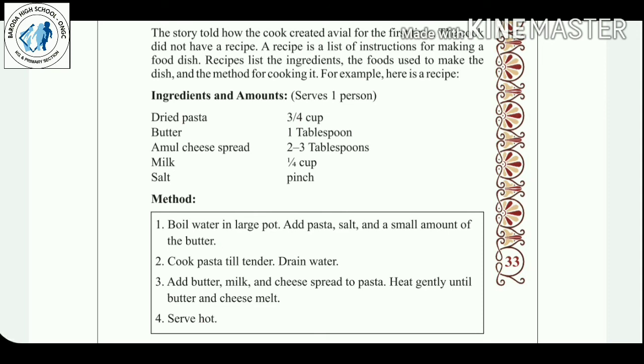This will serve only one person. Dried pasta 3/4 cup, butter 1 tablespoon, Amul cheese spread 2 to 3 tablespoons, milk 1/4 cup, and a pinch of salt, that is very little. Then the method: boil water in a large pot, add pasta, salt, and a small amount of the butter. Cook pasta till tender, drain water, add butter, milk, cheese spread, and pasta. Heat gently until butter and cheese melt. Serve hot. So this is the whole procedure of how to prepare pasta.